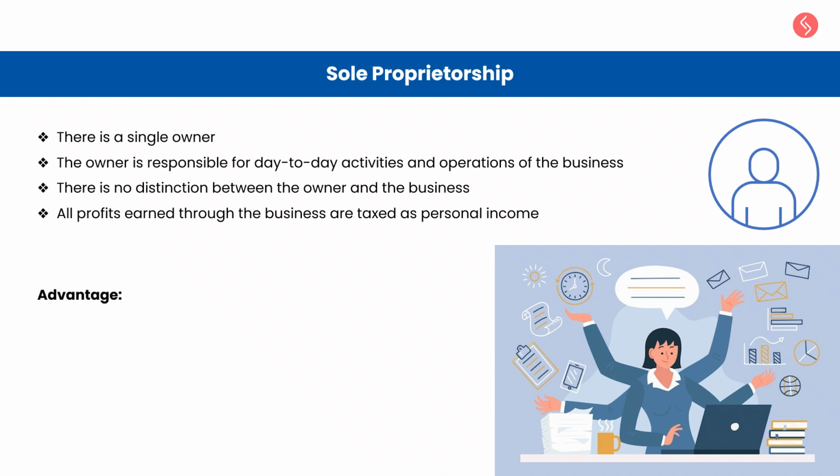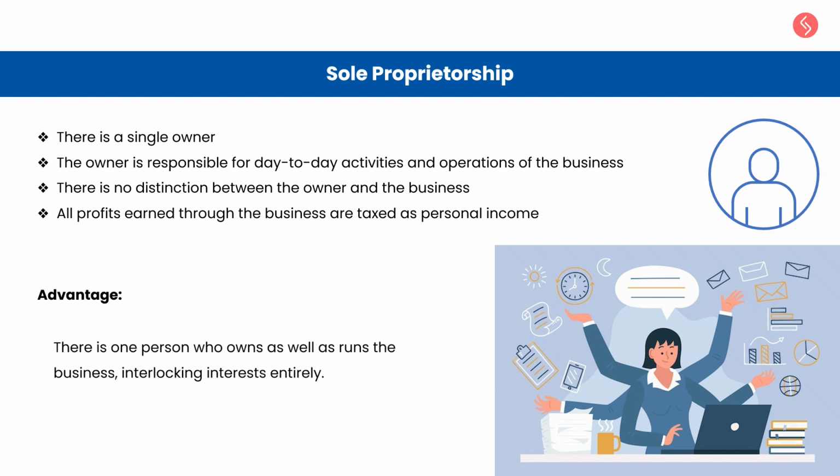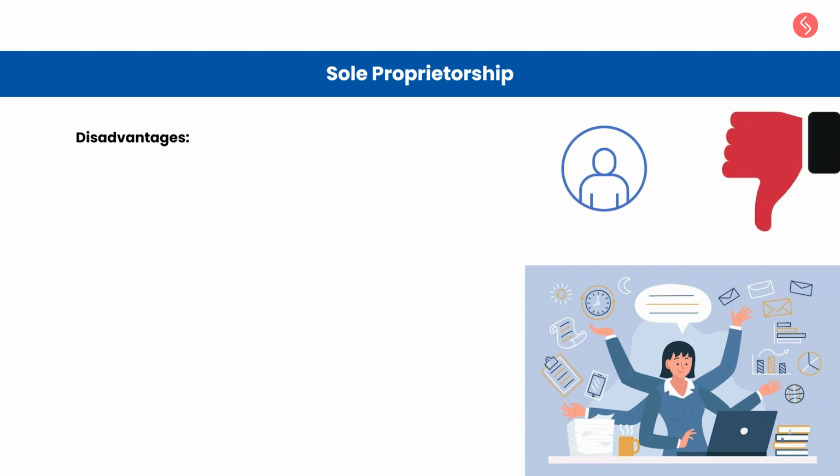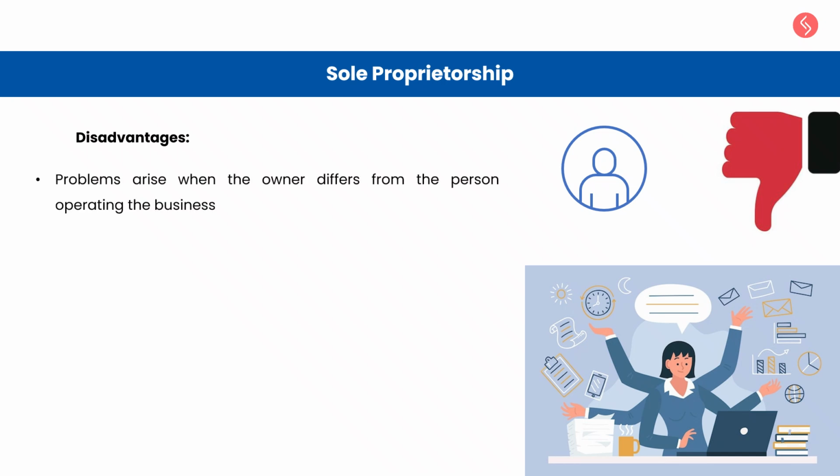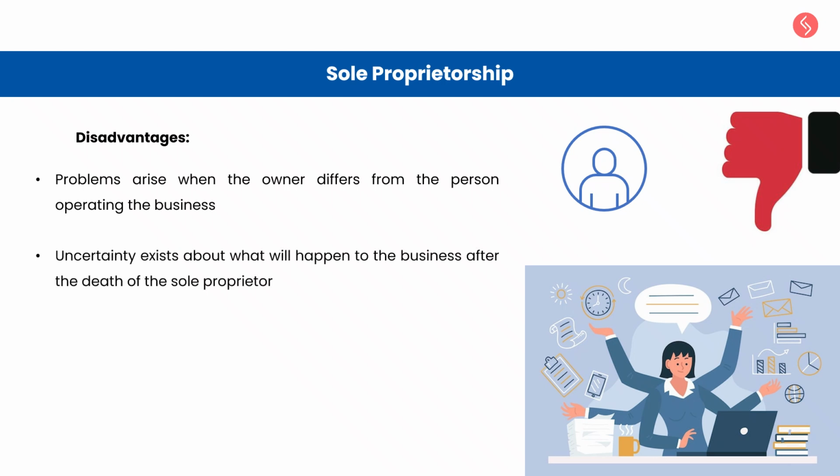The advantage of sole proprietorship is that there is one person who owns as well as runs the business, interlocking interests entirely. The disadvantages of sole proprietorship are many, such as problems arise when the owner differs from the person operating the business. Uncertainty exists about what will happen to the business after the death of the sole proprietor.